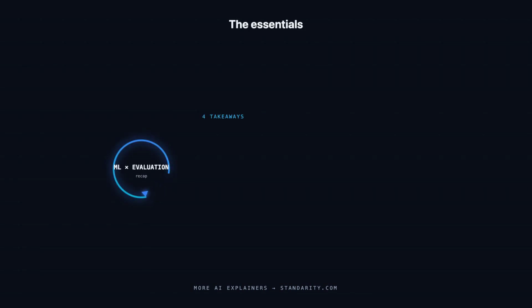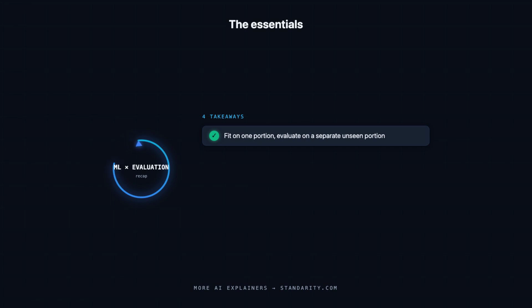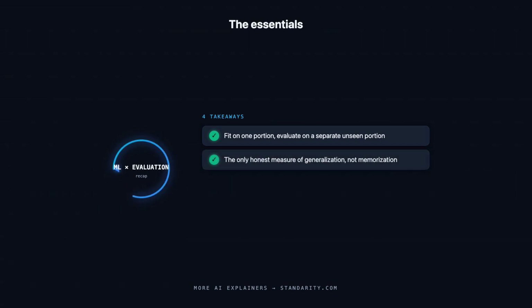Okay, let's lock in what really matters here. The practice fits your model on one portion of the data and evaluates it on a separate portion it has never seen. It exists because a model can memorize its training data perfectly, and testing on unseen examples is the only honest measure of generalization, which is really the entire point of machine learning.